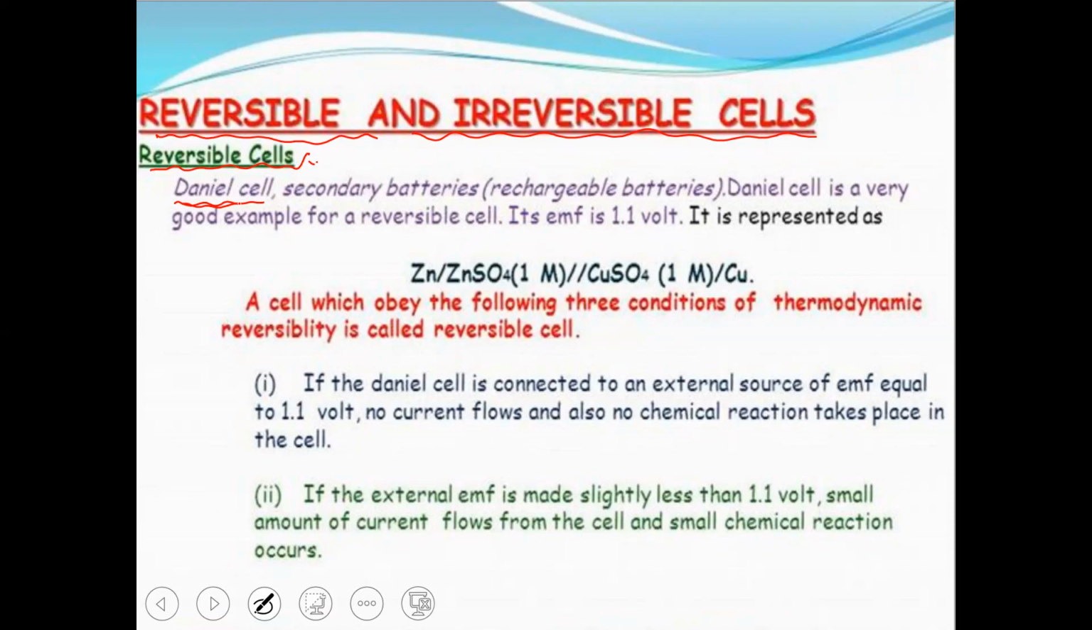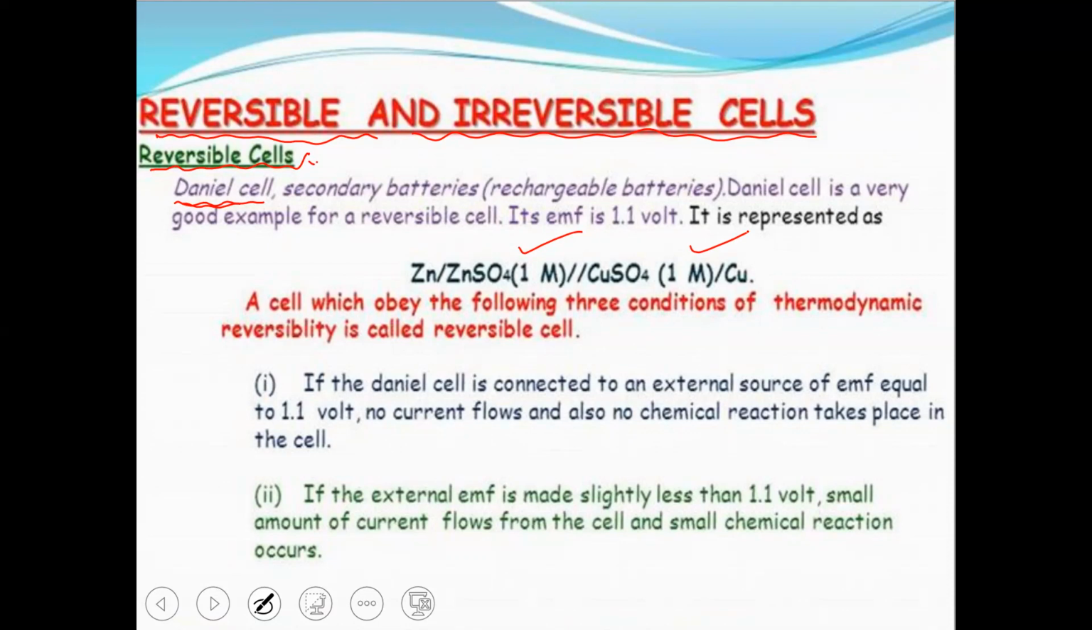So the Daniell cell's EMF, electromotive force, is 1.1 volts. So it is represented as zinc sulfate and copper sulfate, copper. Yes, we know the cell representation of the Daniell cell, it is just like this one.